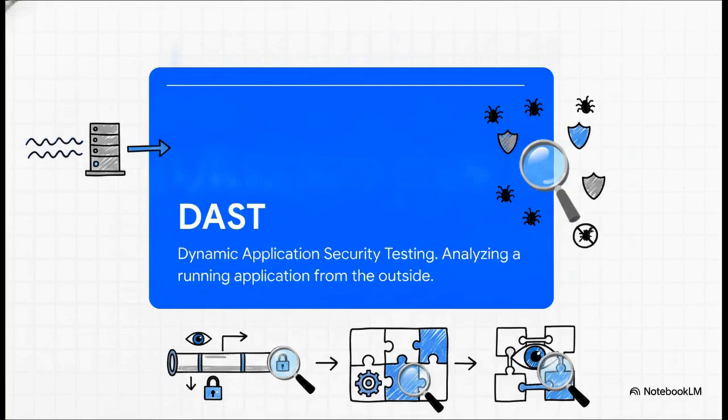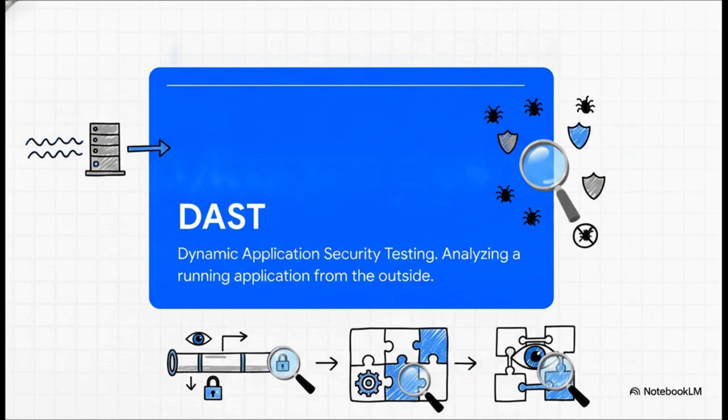Next up, we shift gears to DAST, or Dynamic Application Security Testing. So where SAST looks at the blueprint, DAST shifts our focus entirely. It tests the application while it's actually running and interacting with its environment. This is basically your active penetration testing phase within the pipeline. You see, DAST doesn't really know or even care about the underlying source code. Instead, it looks at the running application from the outside, exactly like a malicious hacker would.